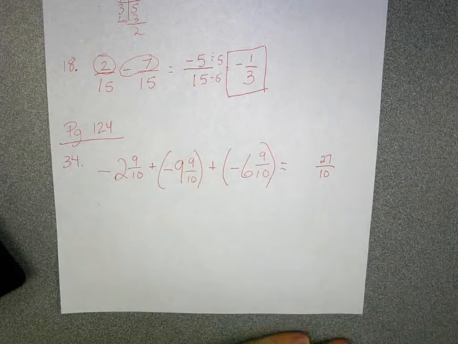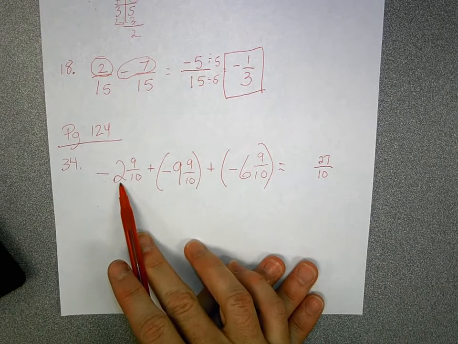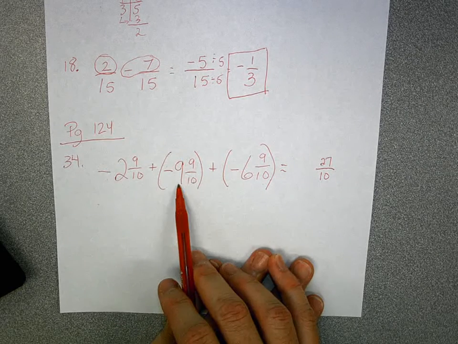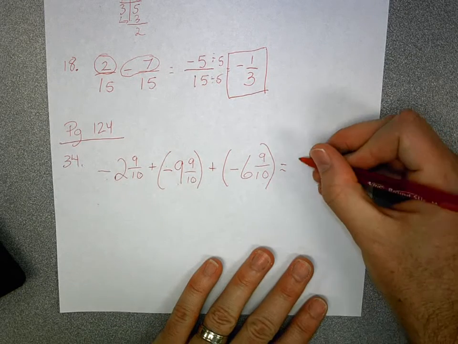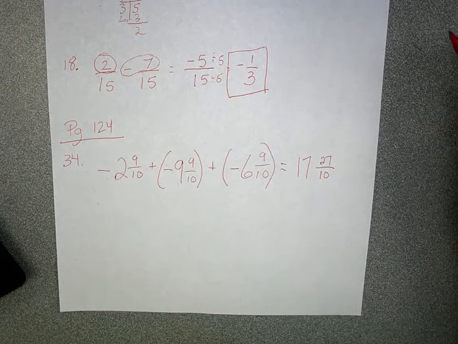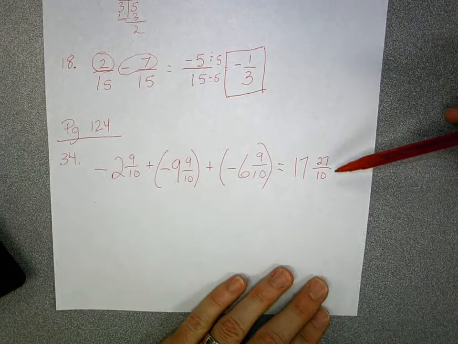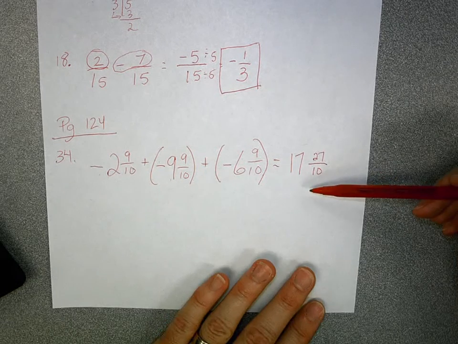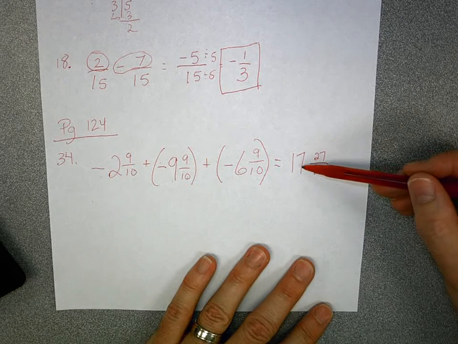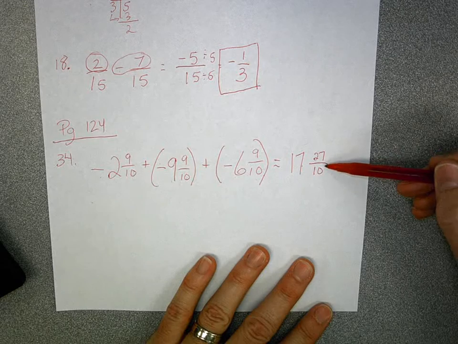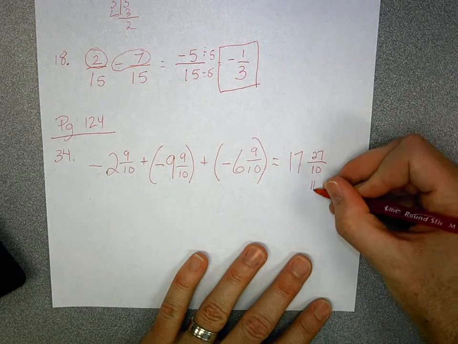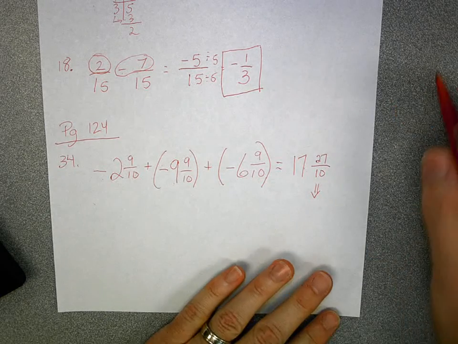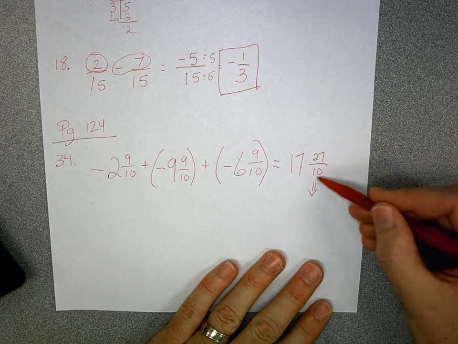Now I can add the whole numbers. So we have 2, 9, and 6. 2 and 9 is 11, and 11 plus 6 is 17. Okay, so now here's what I'm going to do. This really isn't a mixed number, at least not properly, because we have a whole number, yes, but we have an improper fraction. To be able to simplify this, or to have the correct answer, we're going to change this to a mixed number.